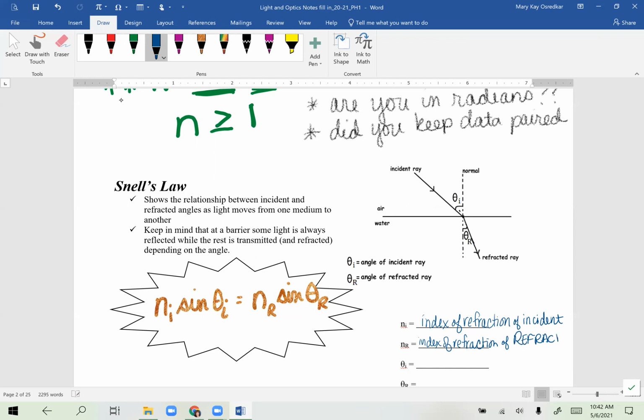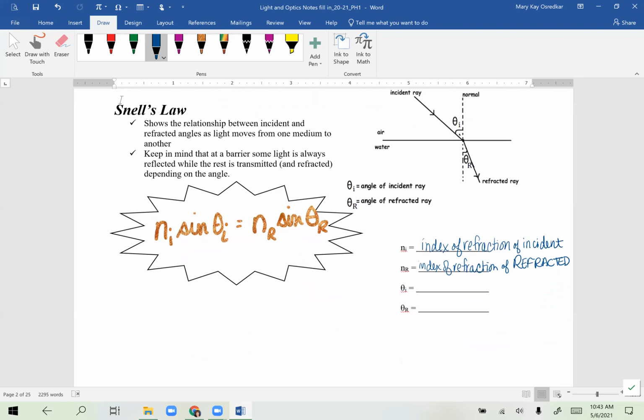I'm not gonna lie to you, I tend to get out of the I and R, and I tend to use the terms for what the materials are. Theta I is the angle of incidence, and theta R is the angle of refraction.